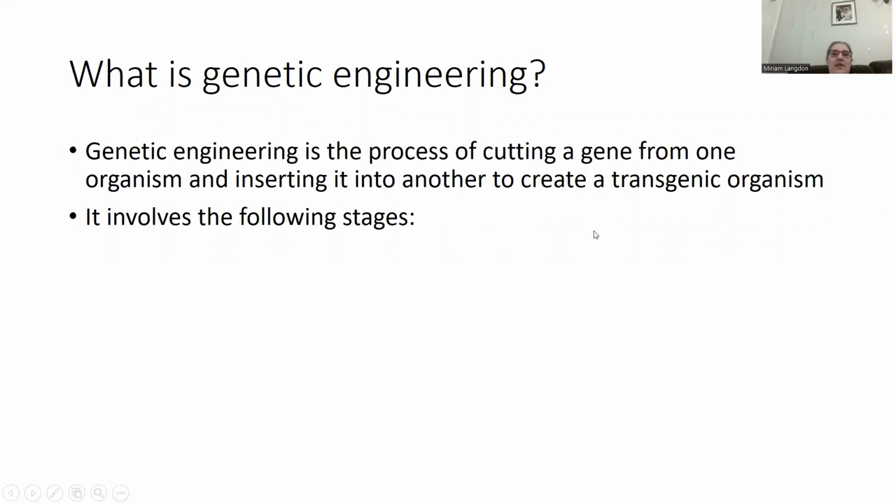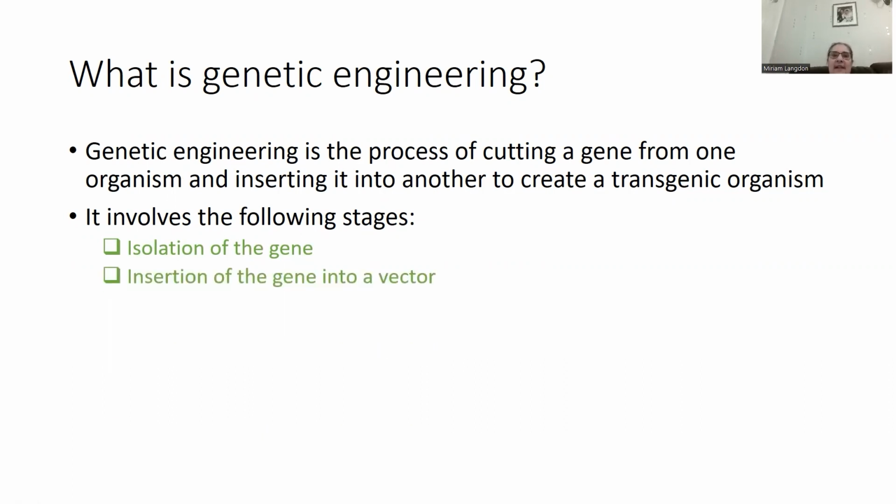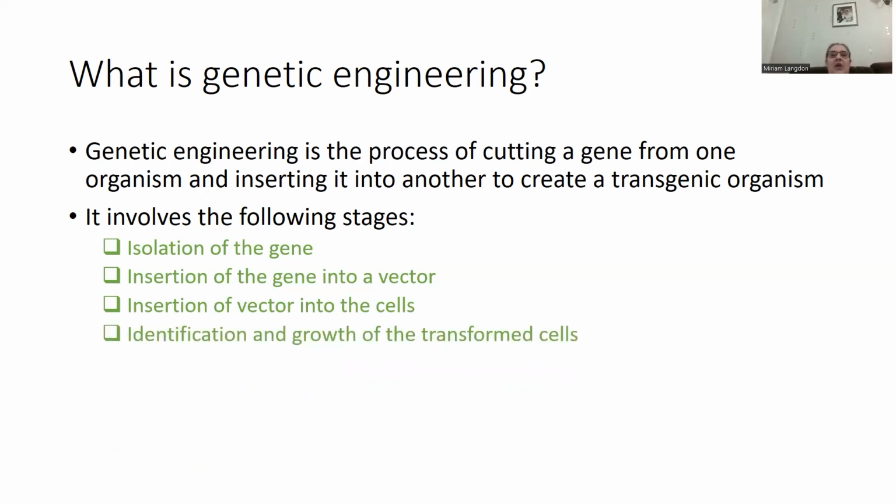It involves the following 4 stages that we're going to look at. First of all, you're going to isolate the gene that you want. It could be a toxin gene, it could be a gene for a particular protein like insulin. You're then going to insert it into what we call a vector. A vector is something that carries the gene from one place to another. We're going to look specifically at plasmids, which are found in bacteria, but viruses can act as vectors as well. We're going to look at the insertion of the vector into the cell, in this case, the bacterial cell. And finally, how we identify and grow our transformed cells, that's cells that have taken up our vector containing the gene.